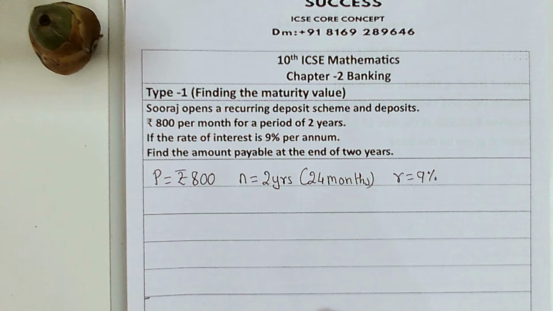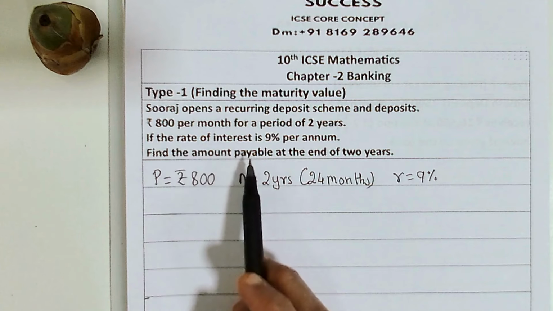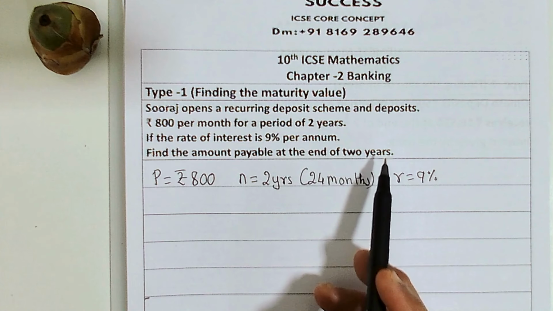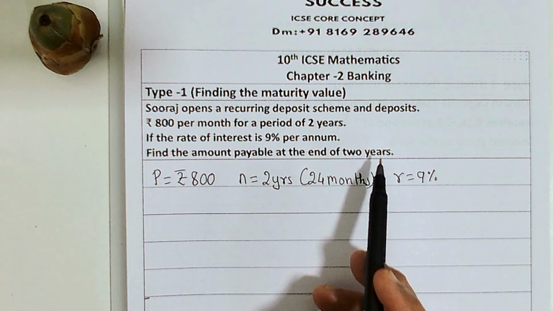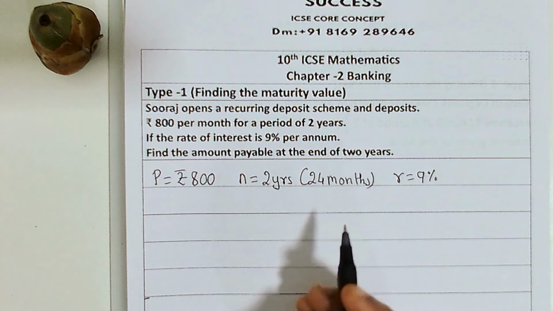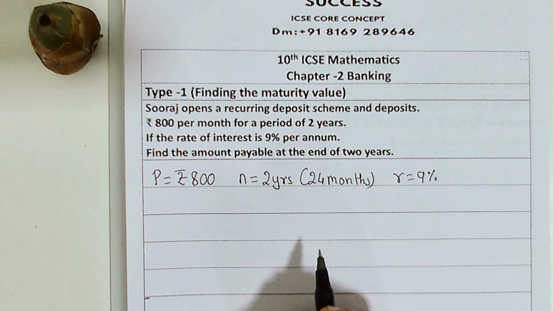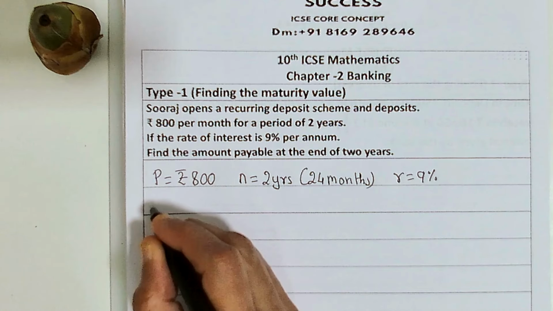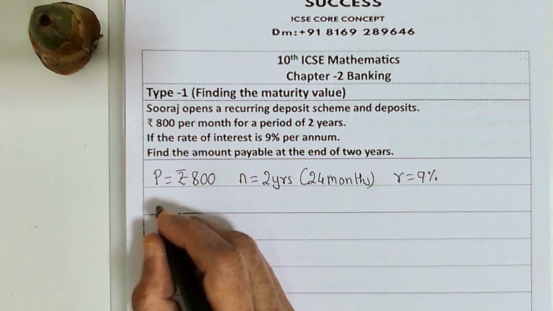Now before we start, let us understand what the sum is asking. Find the amount payable at the end of 2 years, meaning maturity value. After 2 years, how much he will get, including the amount invested plus interest. So let us first see how much Suraj is investing.